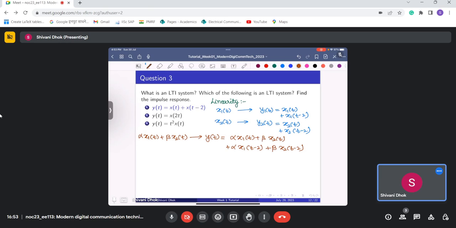So I can combine the terms and write this as alpha y1(t) plus beta y2(t). Now a scaled and added version of input is giving me a scaled and added version of output with the same scaling constants, which means that this is linear.